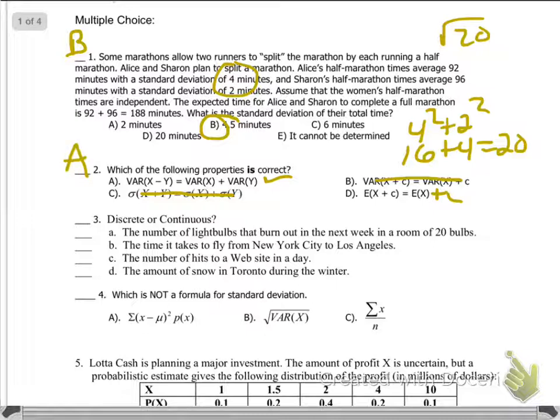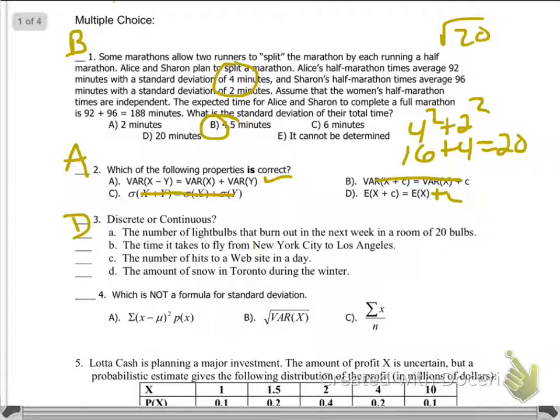So the answer to this is A. Okay, so let's talk here about discrete or continuous. Now remember, discrete is when my answer is an integer, all right? So that's like a counting number, a positive integer. So let's look at A, the number of light bulbs. Well, that's 1 light bulb, 2 light bulbs. You're not going to have a 0.5 light bulb. So A is D for discrete. Come on, D for discrete.